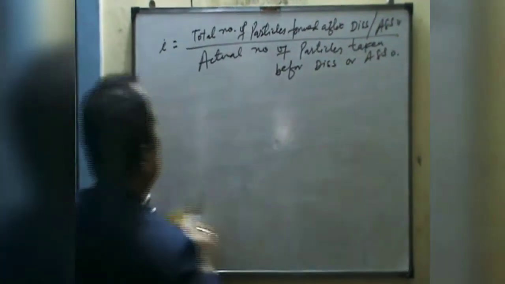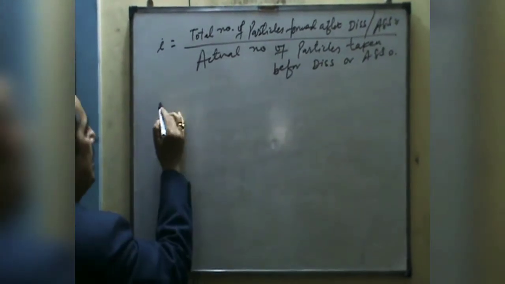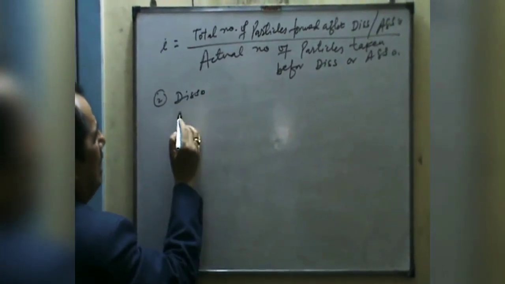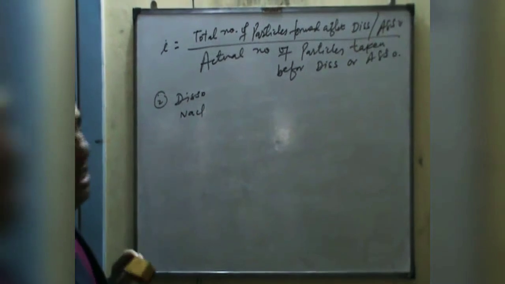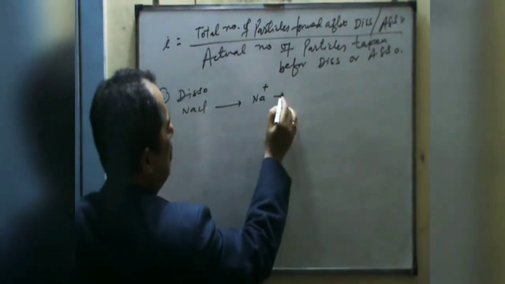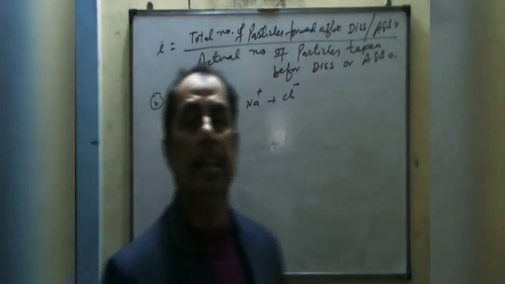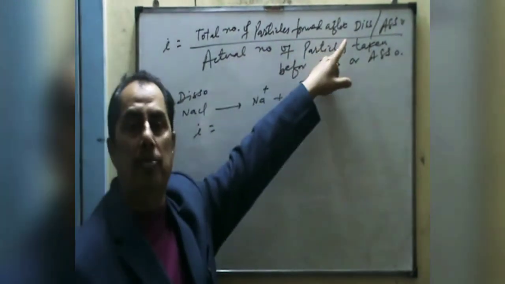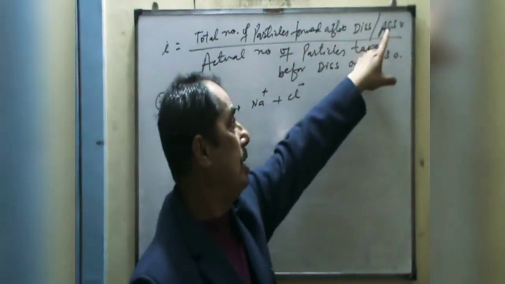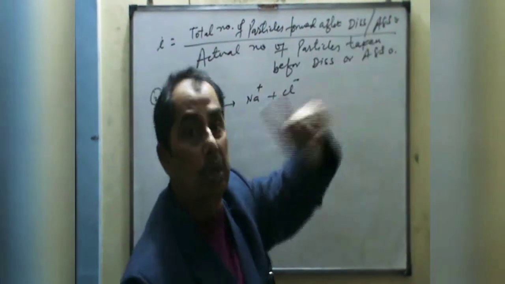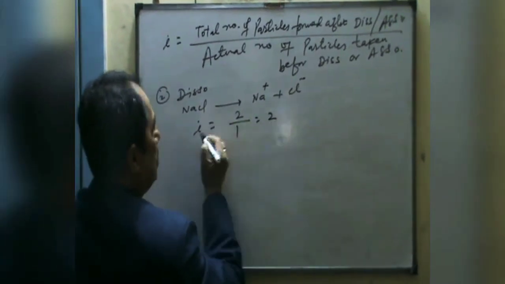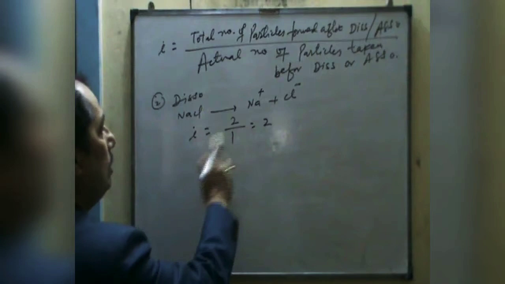Association. That's right. For example, to understand better, in case 1, dissociation, I say NaCl, it is going to split into two forms, sodium positive and chlorine negative. What is the i? The van't Hoff factor for NaCl is the total number of particles formed after dissociation or association. But this example pertains to dissociation, not association; I will address that later on. So what are the particles formed? 2, and actual taken 1. So what is the van't Hoff factor for NaCl? That is 2.